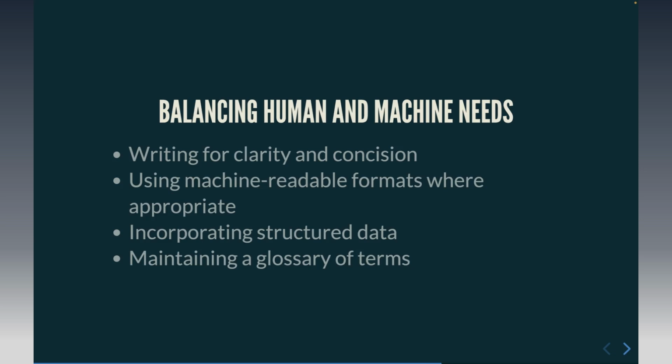We need to balance the needs of human readers with the requirements of our RAG systems. This means writing clearly and concisely, which benefits both humans and machines. Where appropriate, we can use machine-readable formats like structured data. Maintaining a glossary of terms can help with consistency and can be incorporated into our knowledge graph for our graph-based RAG systems.